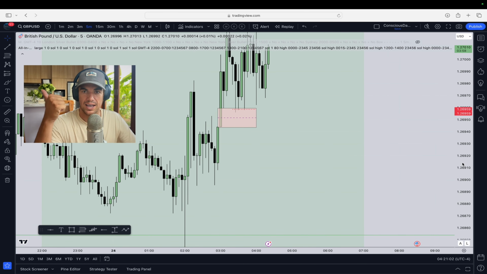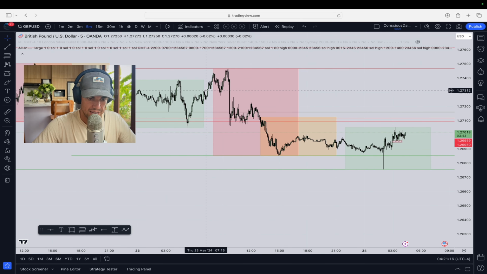Simple. What we're looking for: Asian, New York, London sessions. Are we going towards a liquidity? And what does that mean? For instance, here we had a liquidity draw above the green, which is the Asian session. So we had that during the London session.